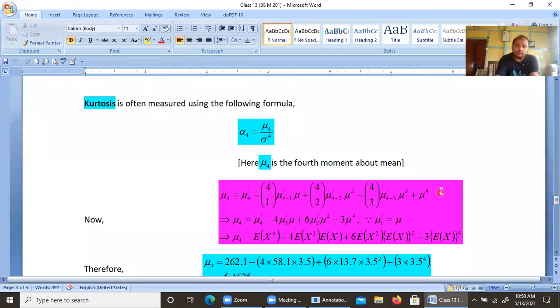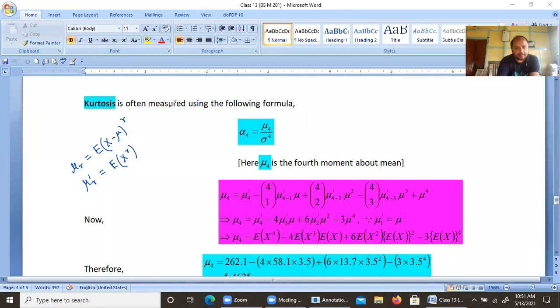So we have noted down all the things over here, and then I have simplified them a little bit, and I have tried to note down these moments in terms of their actual representation with the help of expectation. But as you know, there is a difference between mu r and mu r prime. Remember always that if you're talking about mu r, then we have to calculate this one, and if you are talking about mu r prime, then we have to consider this one.